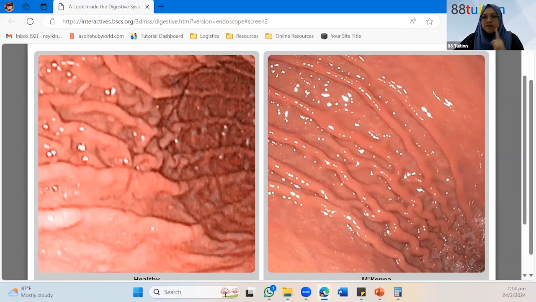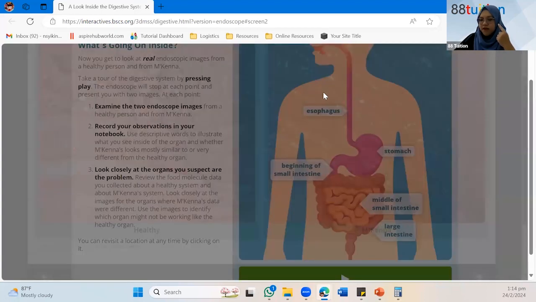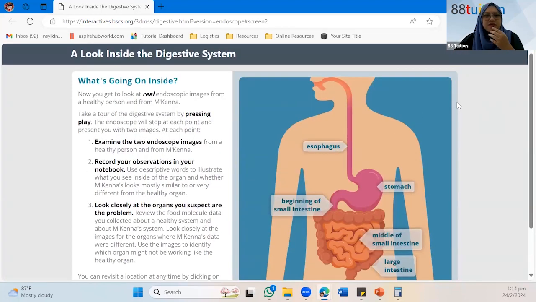Okay, in the stomach, only protein is digested. In the mouth, let's go to the mouth. But this thing doesn't have a mouth. Wait, let me check. This thing doesn't have anything in the mouth. Okay, never mind. I think it would be a bit gross to look into a person's mouth, right? So I think that's why they don't show it here.